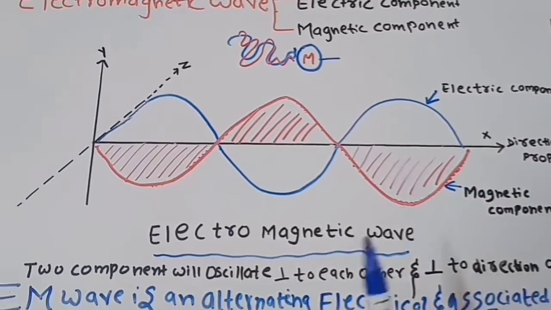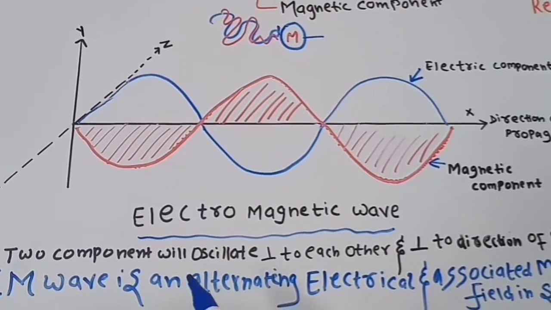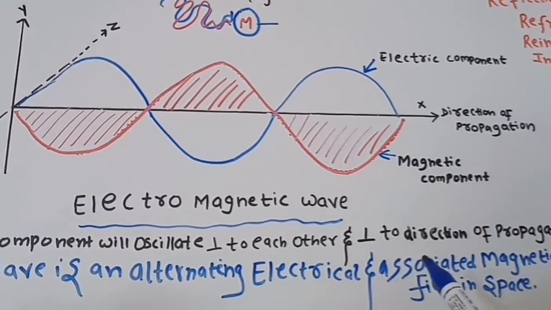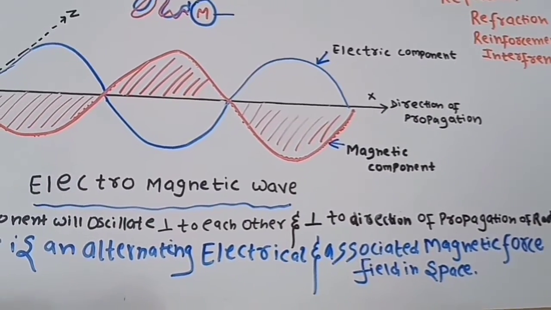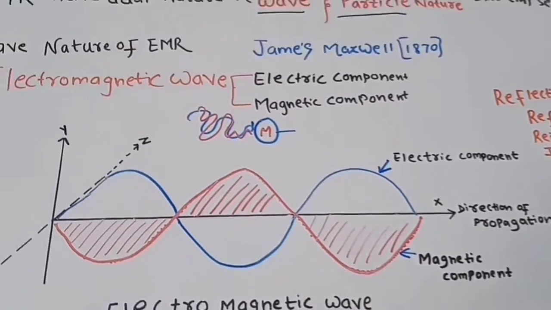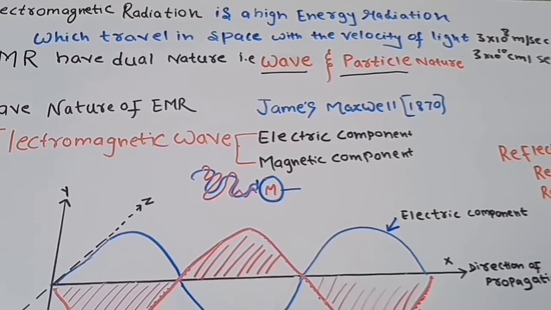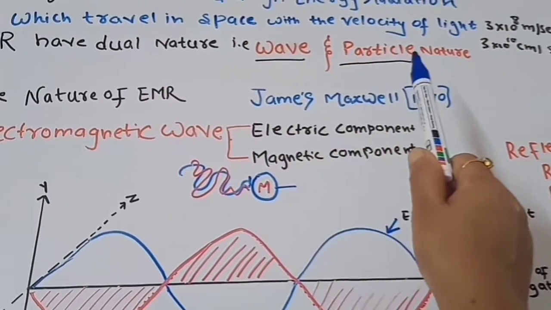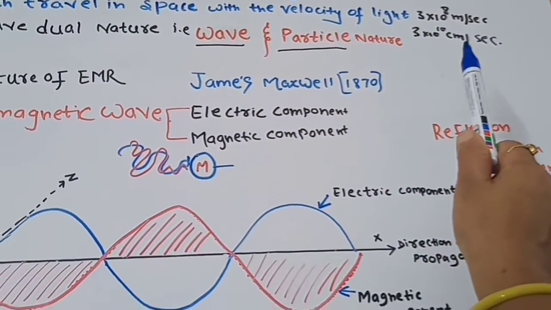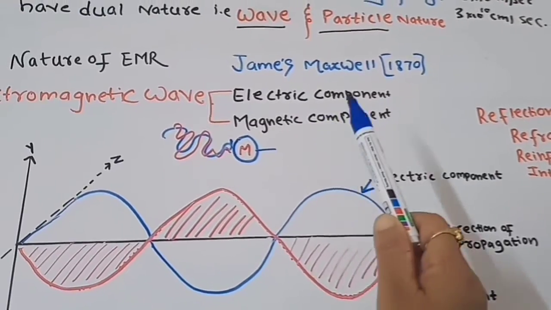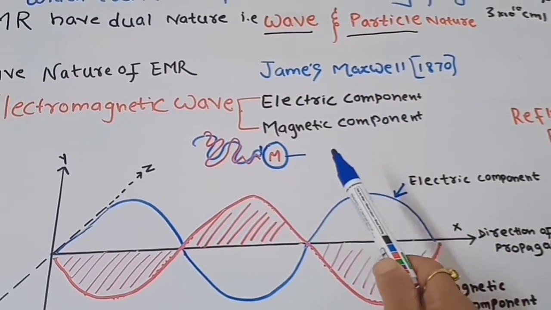So we can just say that our electromagnetic wave is an alternating electric and the associated magnetic force field in the space. So students, what are our electromagnetic radiations? They are high energy radiations which travel in the space with the velocity of light, and they are made up of two components, that is the electric component and the magnetic component.